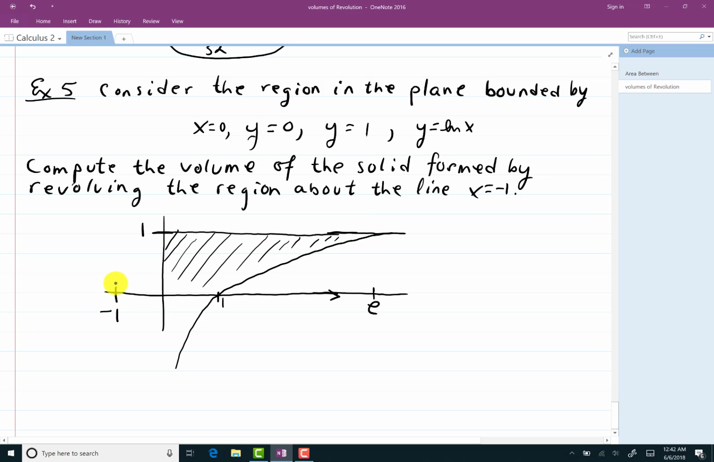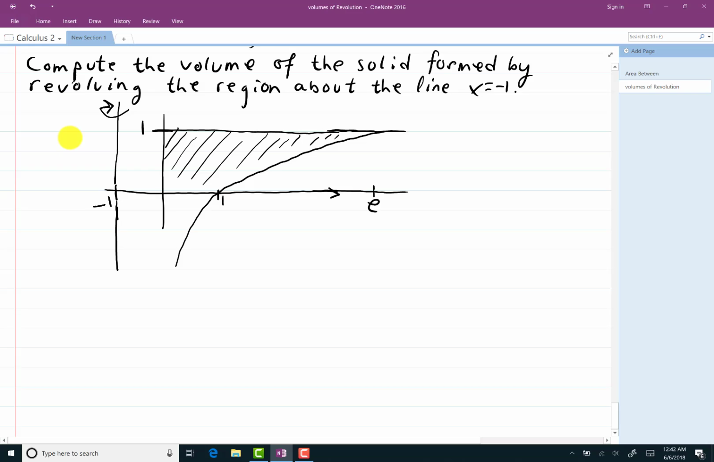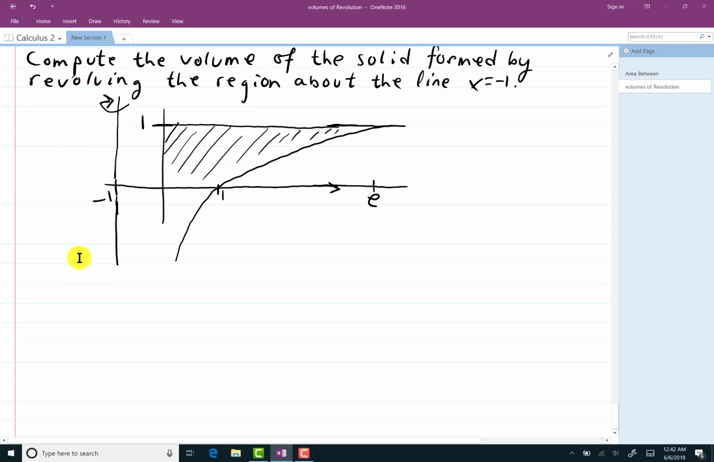Now this is different immediately from any of the other problems because this line is vertical. All the other ones we rotated around were horizontal. So how is this going to work now? We're going to have a strange looking anvil type figure when we're done. I don't know that it matters what you do there, but let's see. If we try to do a washer, that means if we try to do something like this.